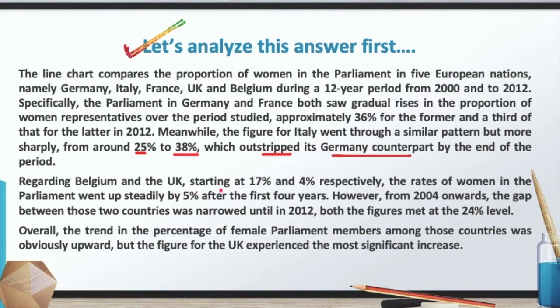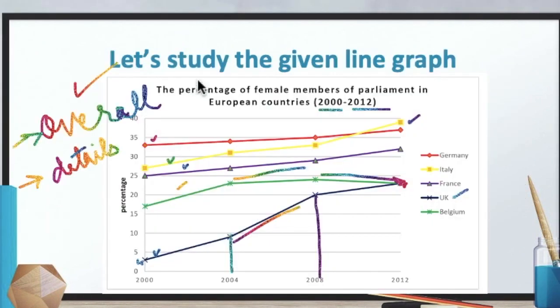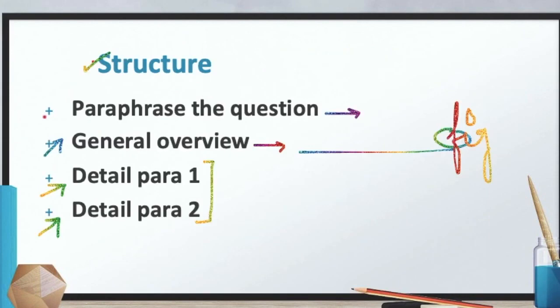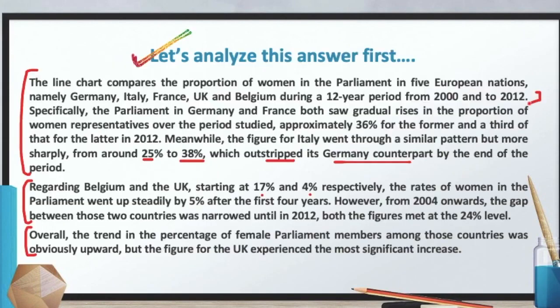Regarding Belgium and the UK, starting at 17% and 4% respectively, the rates of women in the parliament went up steadily by 5% after the first 4 years and so on. This writing task 1 is divided into 3 paragraphs. If I just compare it with the structure, we need to have at least 4 things. So this is the paraphrasing. There is no overview mentioned here.